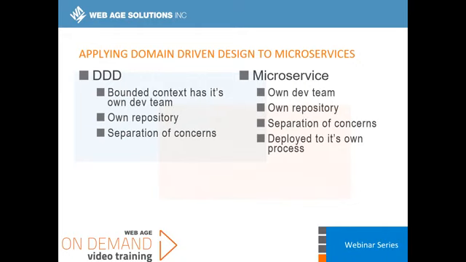We talk about having our own dev team. We talk about each microservice having its own repository. There's a separation of concerns, and so each microservice does one thing and does it well, and in addition, the microservice is deployed to its own process. We'll talk a little bit more about that in a second. But the notion is that it might be deployed to its own virtual machine, but it's more likely to be deployed to a container that's running on a virtual machine.